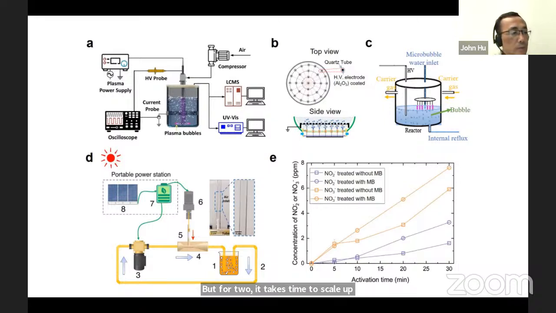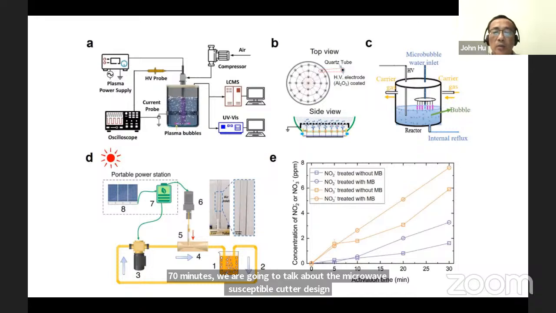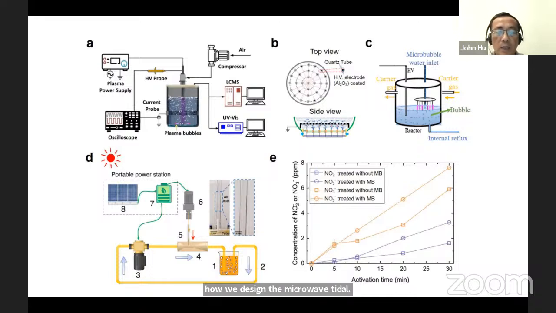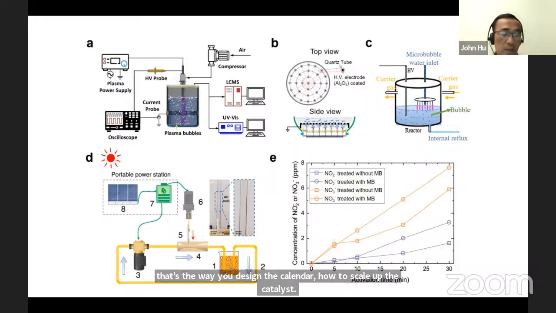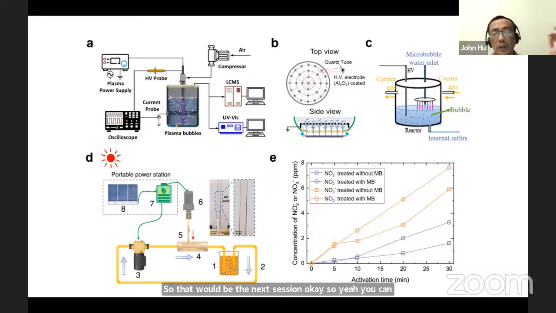Okay, so I think we are about out of time. Today we have 3 sessions. We will have a break for 30 minutes. After that, we are going to talk about microwave susceptible catalyst design, how we design the microwave catalyst, and then how to scale up the microwave reactor. That's the expertise our group has. As we speak today, we are building a 1 ton per day microwave reactor. There's a way you design the catalyst and how to scale up the catalyst. That will be the next session. You can do 3D printing and all kinds of scale up.